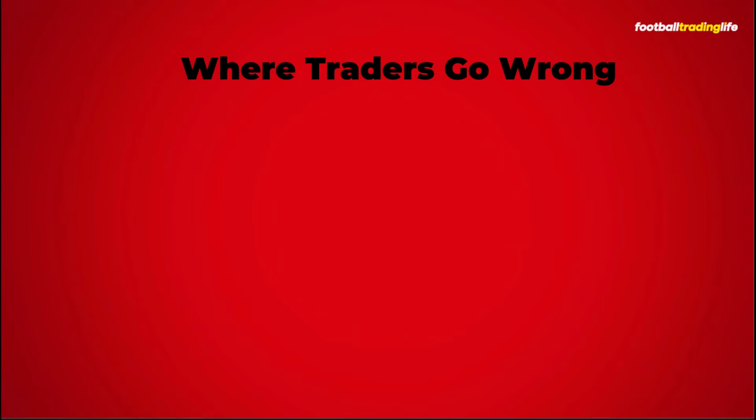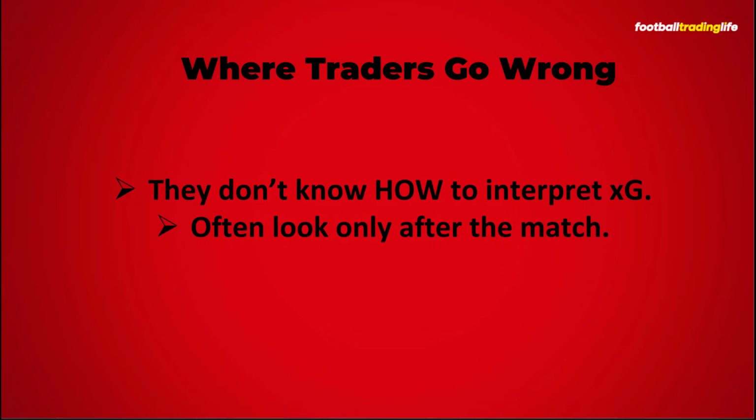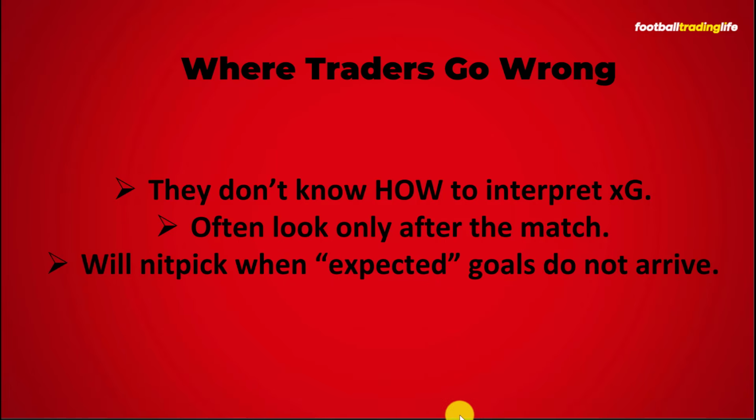99% of football traders are using XG incorrectly, and this is where the traders go wrong. Number one, look, they just don't know how to interpret XG. They often only look at the XG after the match. They look at the numbers and they're like, well, that was way off, wasn't it? And they're also the type of people that will nitpick when expected goals do not arrive. They will be the type of person that will look at a match that was 0-0 and say, well, look, expected goals was 2 or 3, so that's not very good for expected goals, is it? Anyway, that's where most traders go wrong.